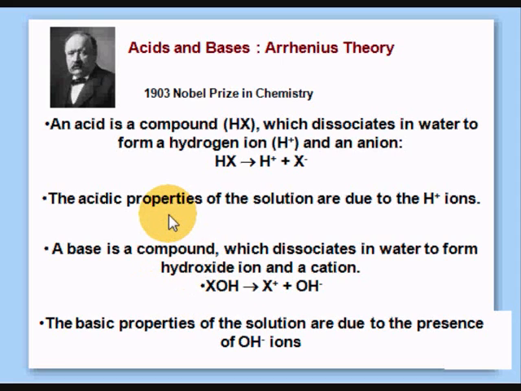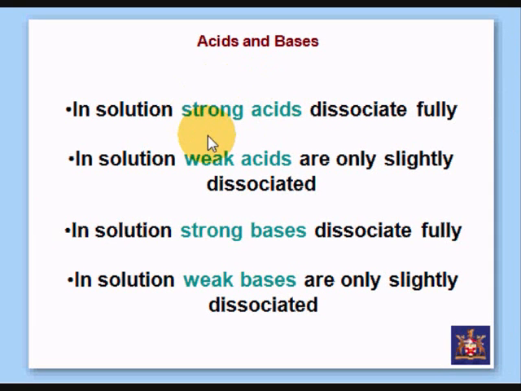Now there's another definition, which is the Bronsted-Lowry theory, which differs just slightly to this. But here's a key thing before that, and I can't say this enough. In the solution, strong acids dissociate fully, i.e. a 1 molar strong acid will produce 1 molar hydrogen ion. A strong base dissociates fully as well, which means a 1 molar strong base will produce 1 molar of hydroxide ions, and that's the point about that.